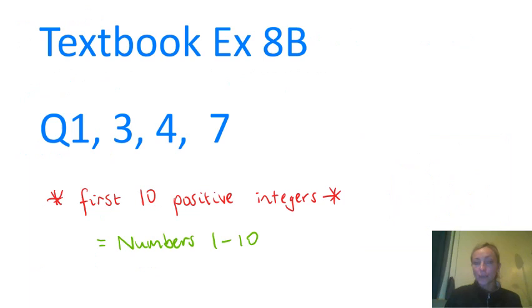These are the textbook questions to do today. Just a quick note, so question 1 talks about the first 10 positive integers. That's just a fancy way of saying the numbers 1 to 10. So 1, 2, 3, 4, 5, 6, all the way up to 10.